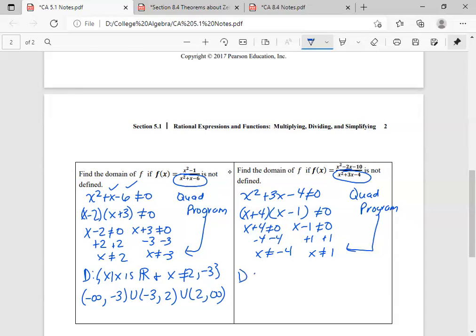So the domain would be all x's such that x is real and x is not negative 4 or 1. We're good from negative infinity to negative 4. Then we're good again from negative 4 to 1. Then we're good again from 1 to infinity. But that would be the answers to that.